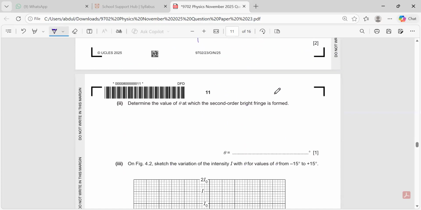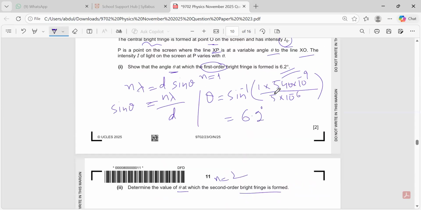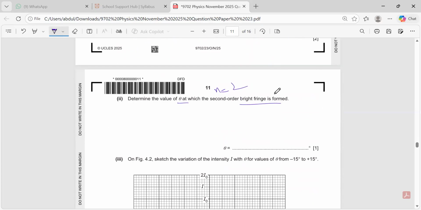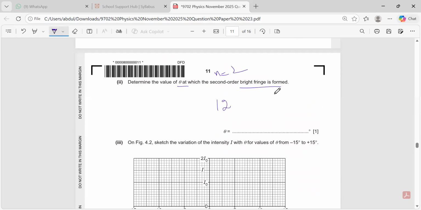Now, determine the value of theta for the second order bright fringe. Only second order, n is equal to 2. Rest everything is the same, so this answer will be doubled. Everything will stay the same. Theta is equal to sine inverse, in place of 1 it will be 2, times 540 times 10 to the power minus 9 over 5 times 10 to the power minus 6. So I will be writing 12.4, or we can round it off to 12 degrees.